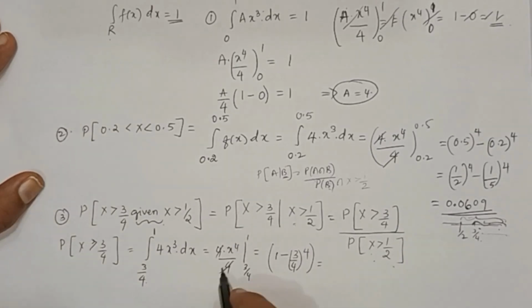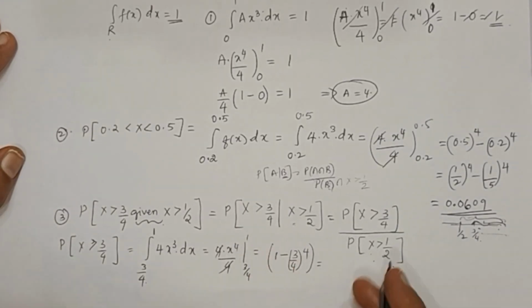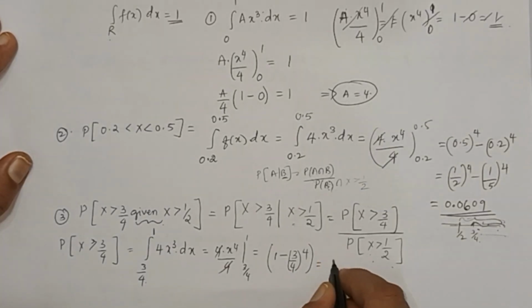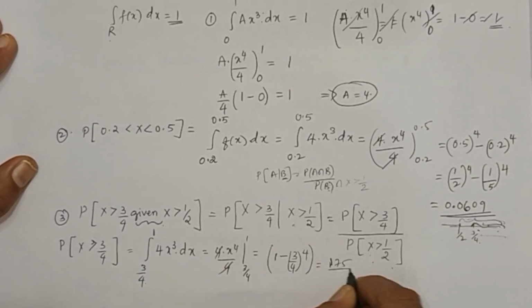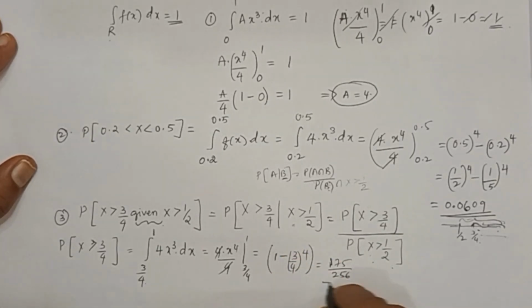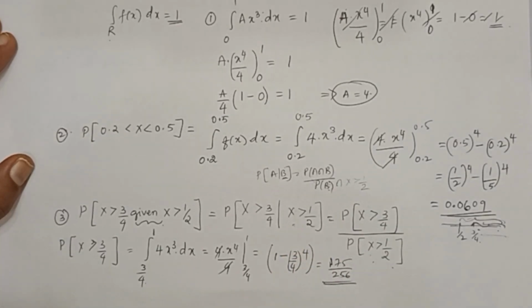So that is how to evaluate a definite integral: upper limit minus lower limit. When you simplify this value, the final answer is 175 divided by 256. You calculate this using the calculator. So that gives you 175 by 256.